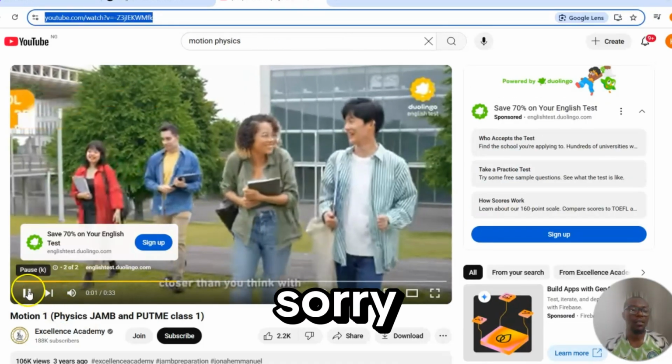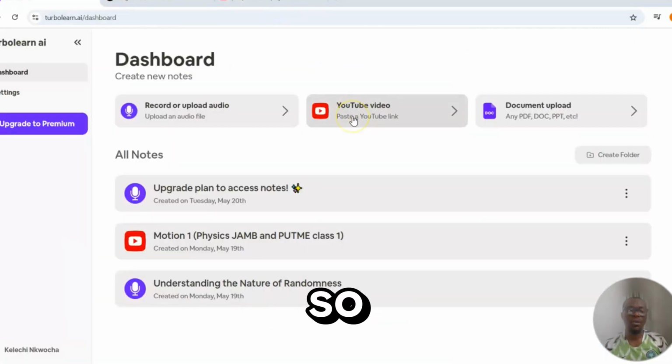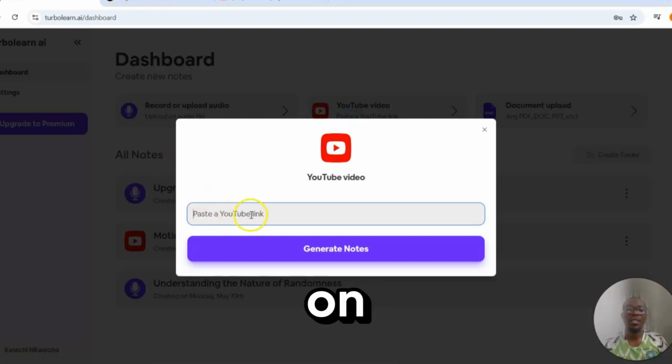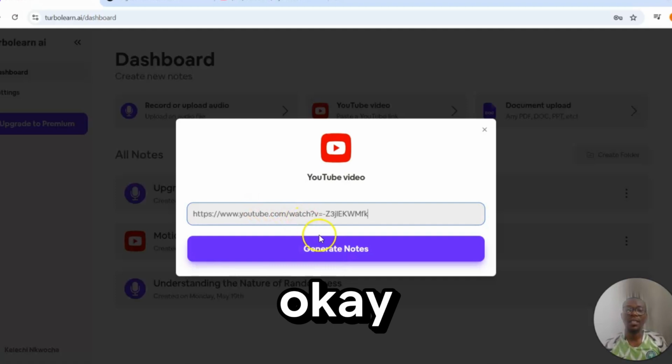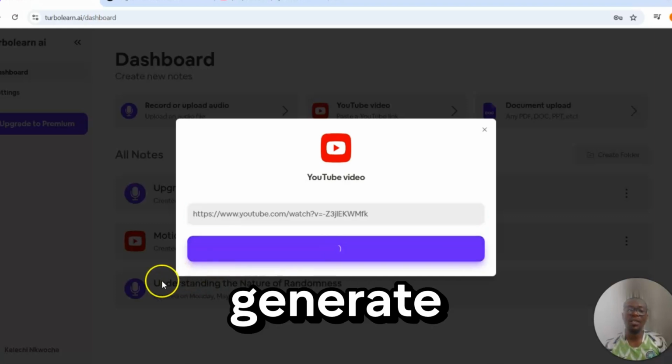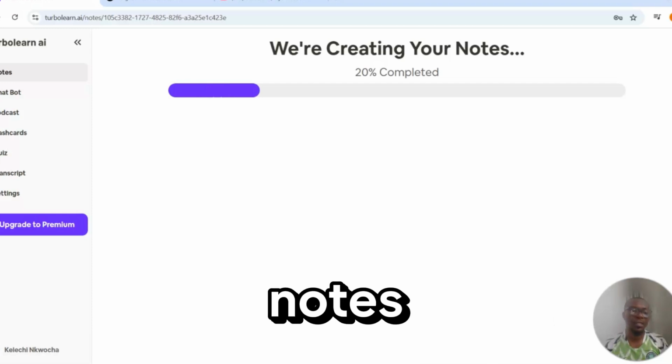Okay, so I'm here now. I'll click on this, then paste the link. Once I paste the link, I'll click on this to generate notes. I'm going to pause it because it will take some time to generate notes.